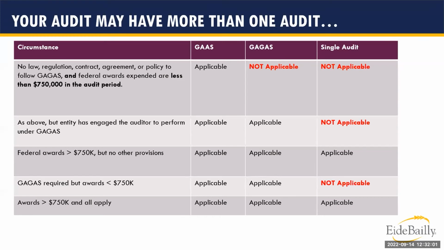If federal awards are less than $750,000, then only the audit standards apply if an audit occurs. If the auditor is engaged to perform an audit in accordance with GAGAS, for either a government or in some cases not-for-profit, or in very few cases a for-profit entity with government contracts, then the GAO standards apply unless the federal funds are more than $750,000. If the federal awards are more than $750,000, then all the standards apply, including the single audit.